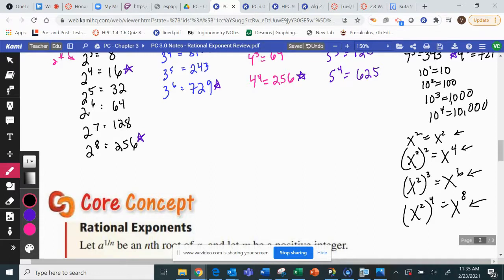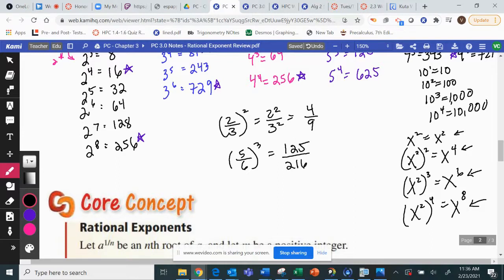And then fractions, if I have something like, I'm just going to make some numbers up here, 2 to the 3rd, and I square that, that's the same as squaring the 2 and the 3 separately. If I have 5 over 6, and I'm taking that to the 3rd power, then I would do 125, which is 5 to the 3rd, and 216, which is 6 to the 3rd.